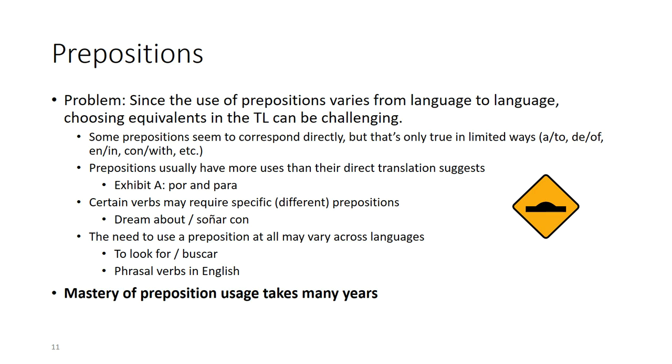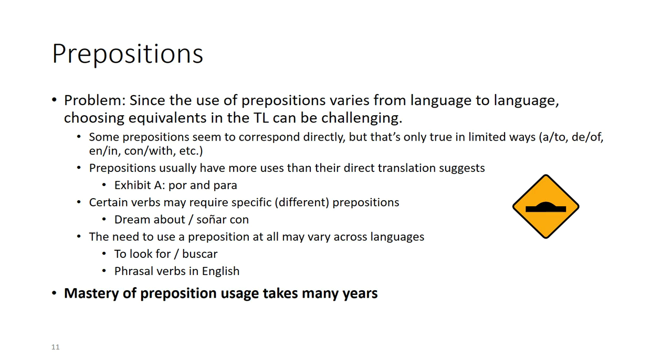So it's complicated because sometimes prepositions seem to correspond directly. So you say, okay, in is en, on is en, with is con, right? A is to, etc. De is of or from. But that's only true part of the time if you look at the way prepositions are actually used. That's because prepositions usually have more uses than just their direct translation, right?